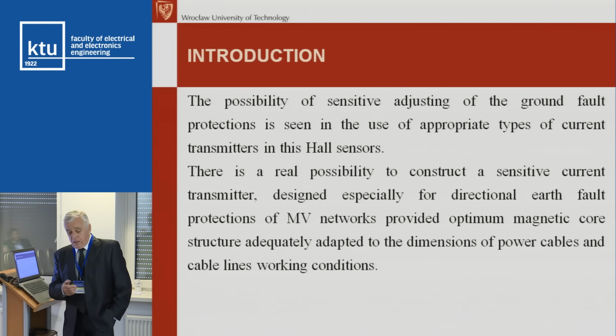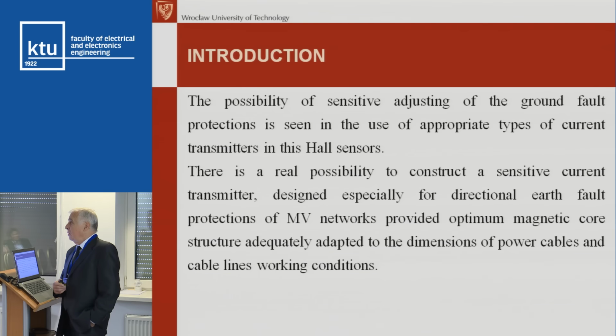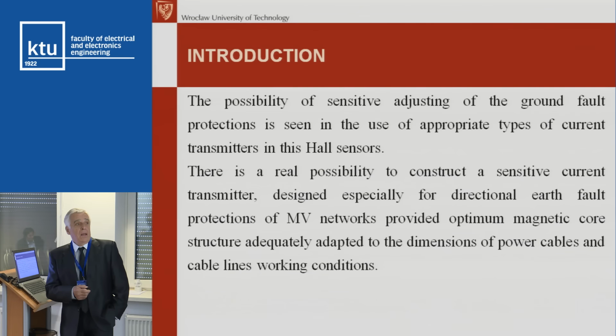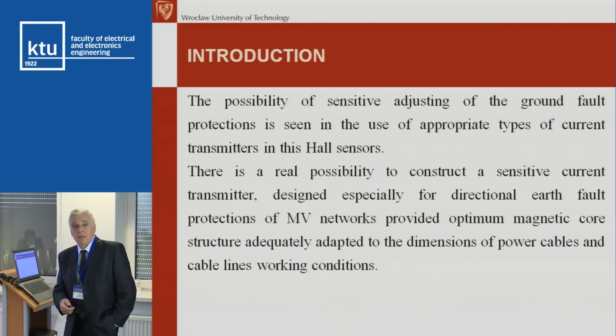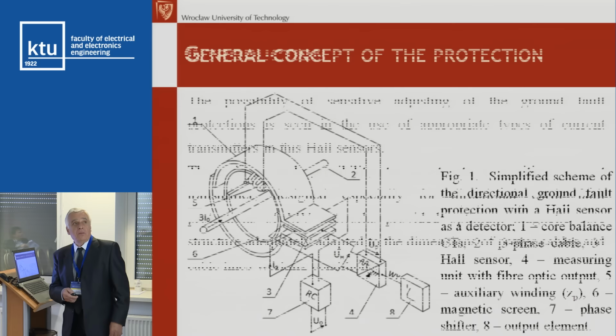We found out that one good solution is that appropriate types of current transformers with a Hall sensor can be used. Hall sensors are clear to everybody, what it is, and are widely used in practice. We found out on the basis of our experiments, which were done not only theoretically, but we also checked it in a mine, that there is a real possibility to construct such a sensitive switch. It's very simple and can be easily adapted to the dimension of the power cable. Therefore, it can be located directly on it.